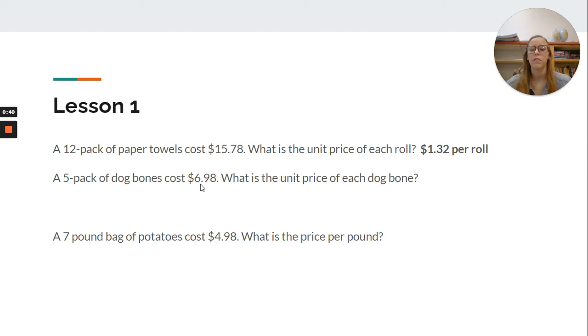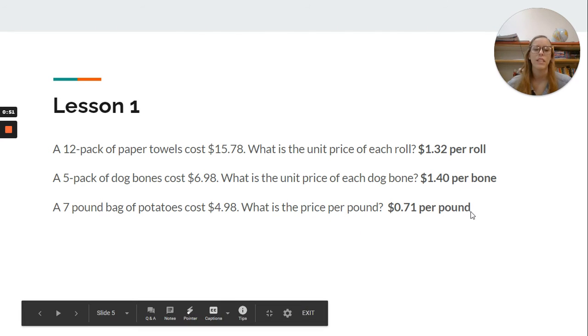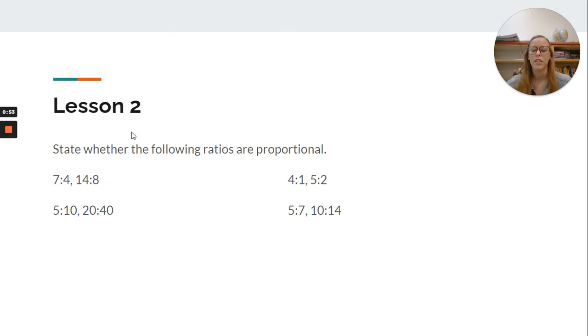A 5 pack of dog bones costs $6.98. The unit price is $1.40. And then a 7-pound bag of potatoes costs $4.98. What is the price per pound? 71 cents.